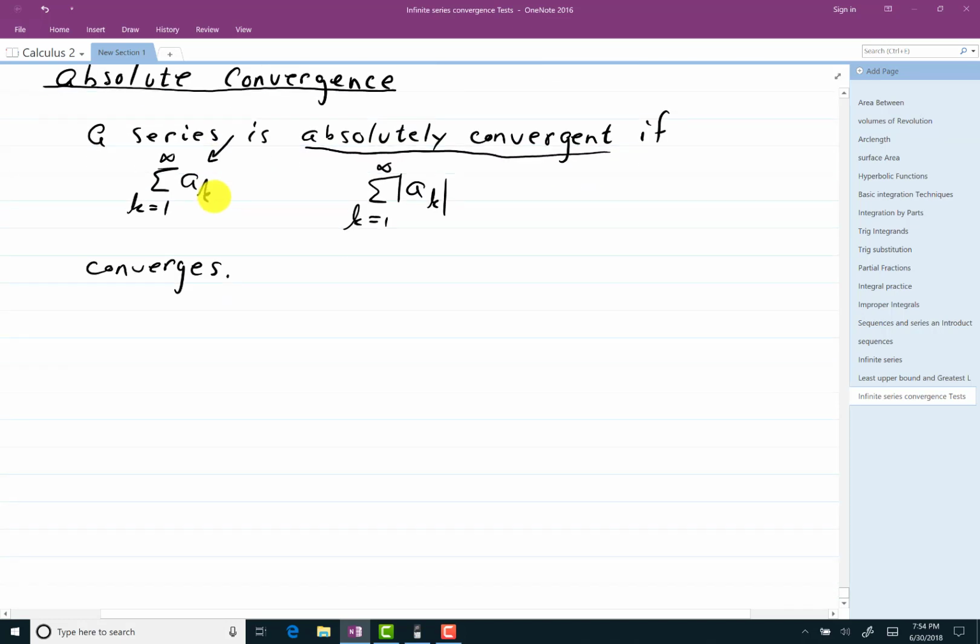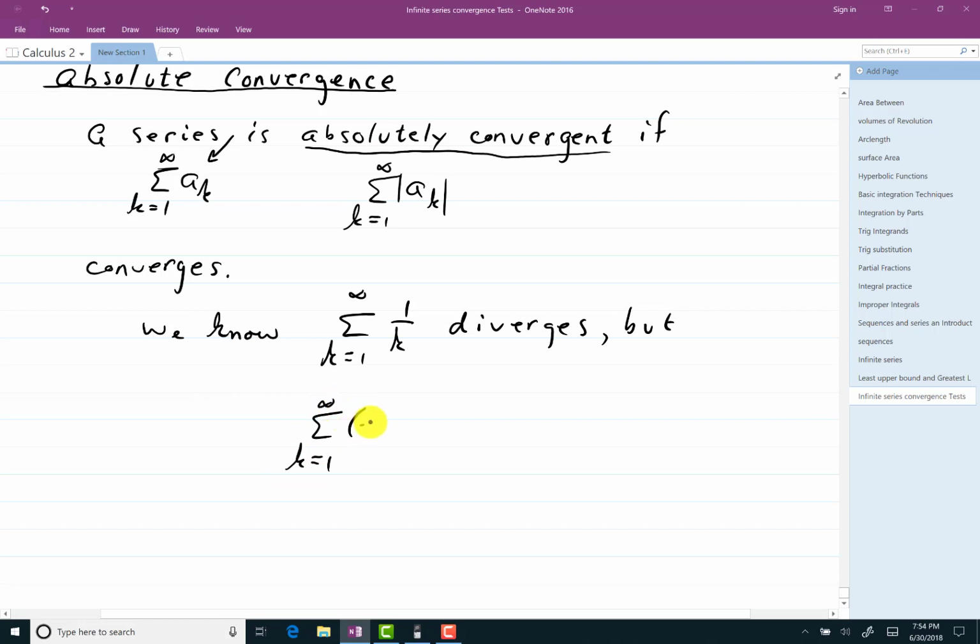So as you saw, we know that this series, the sum k equals 1 to infinity of 1 over k, diverges. But the sum k equals 1 to infinity of negative 1 to the k plus 1 times 1 over k converges. So the alternating version of the series converges, while the original series does not converge.